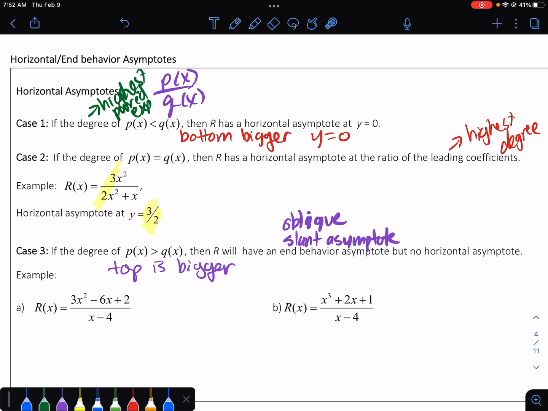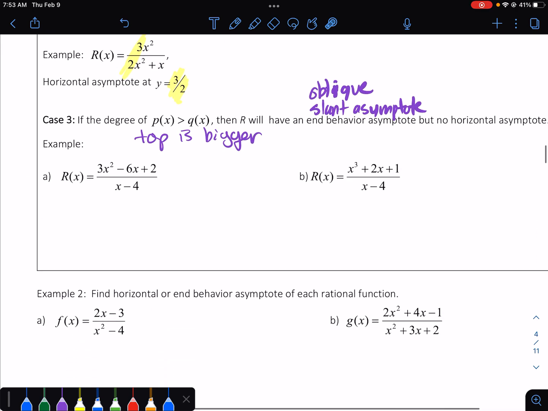Okay? So we're looking at the degrees of each of the polynomials. If the bottom is bigger, it's y equals 0. If they match, then it's 3/2. And if the top is bigger, there's no horizontal, but there is an end behavior, a slant, or an oblique. All of those words mean the same thing. Okay? So if we look here, this is a squared and this is a first power. So this would have no horizontal. We are going to find the end behavior. No horizontal, but you would have an end behavior asymptote.